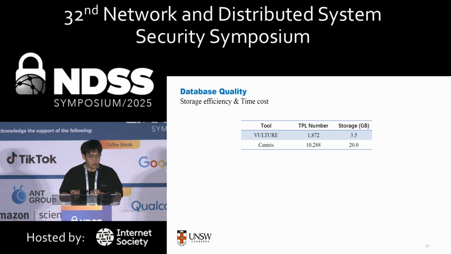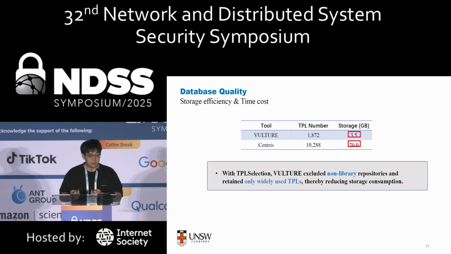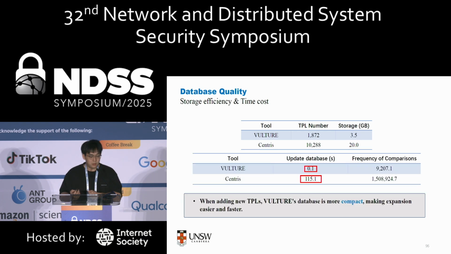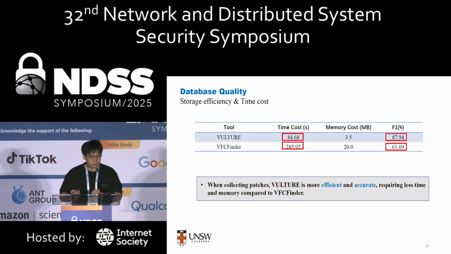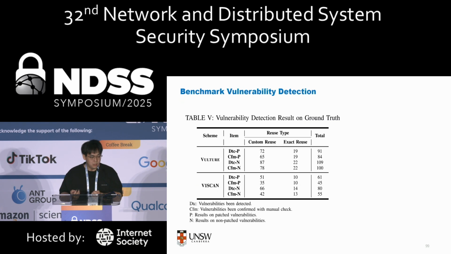So for the database quality experiment, with TPL selection, Vultr excluded non-library repositories and only retained widely used TPLs, thereby reducing storage consumption. And when we try to update the database for maintainability, when we try to add one new TPL, Vultr's database is much more compact, making expansion easier and much faster. And for patch collection, Vultr is also much faster than existing tools.